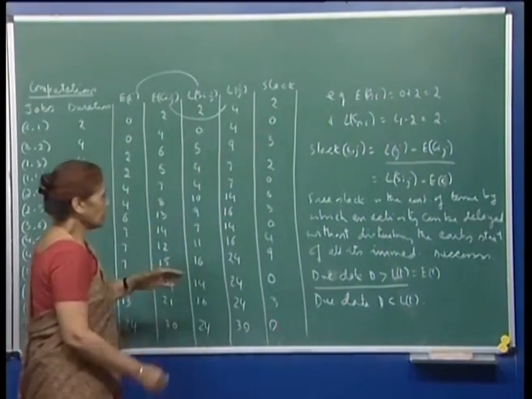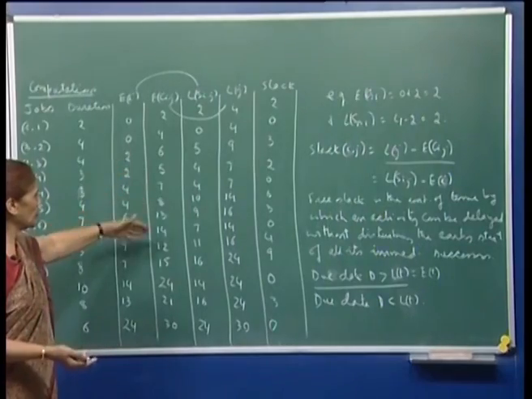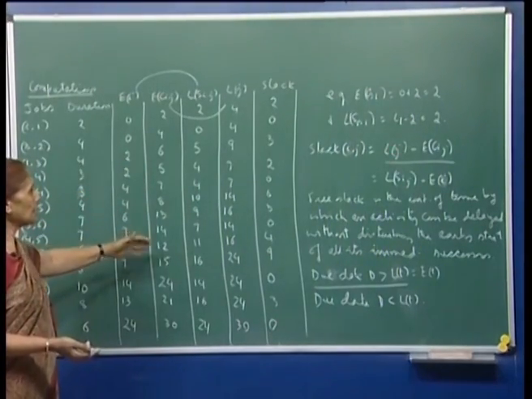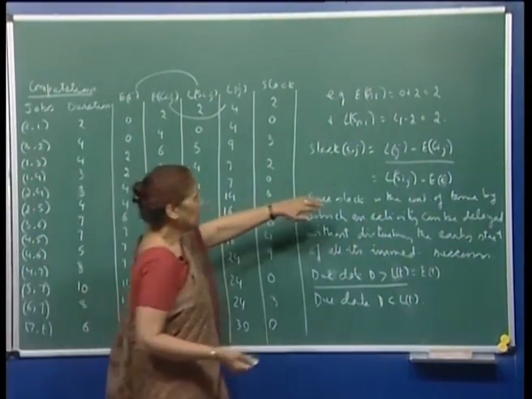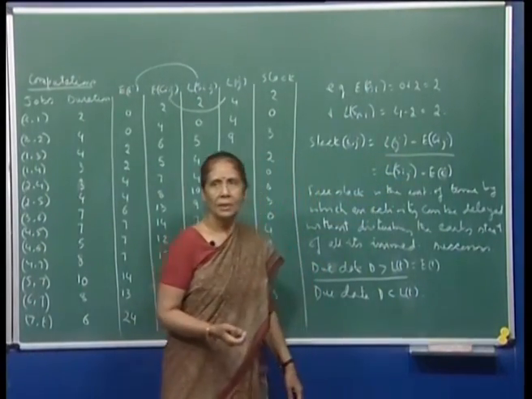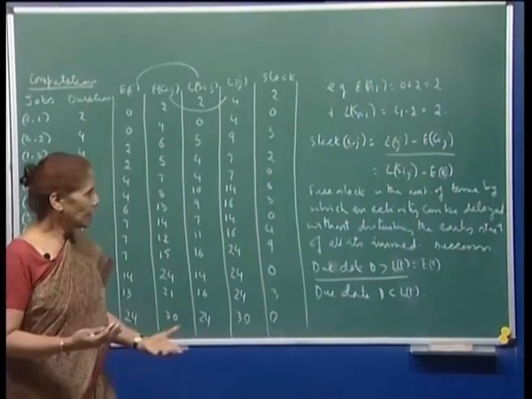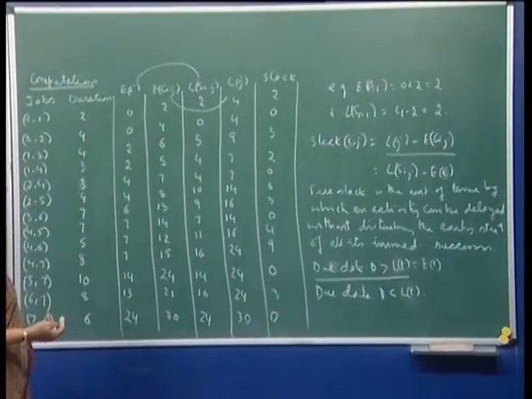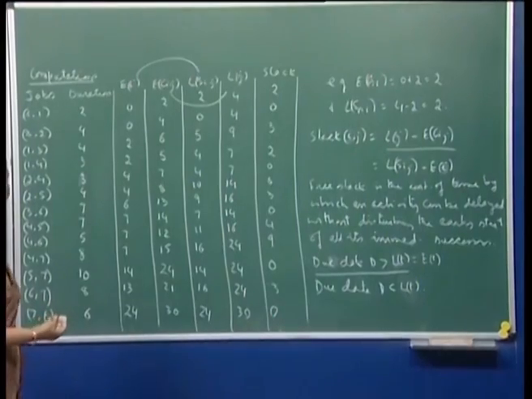And if you want to make sure that your calculations are correct, this is a good check, that this number should be equal to this number, and that gives you the slack for each of the activities. This is a very useful tool for the manager. So, you can check for some more activities.